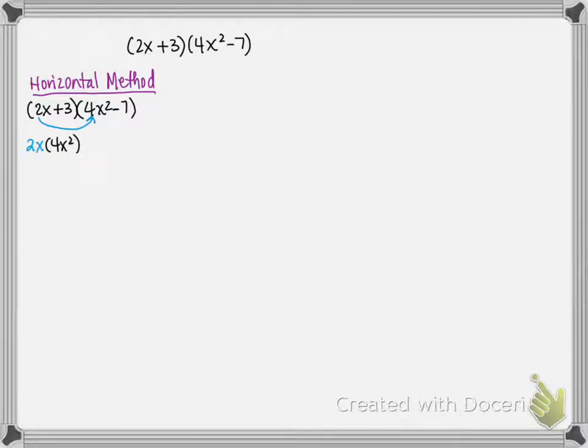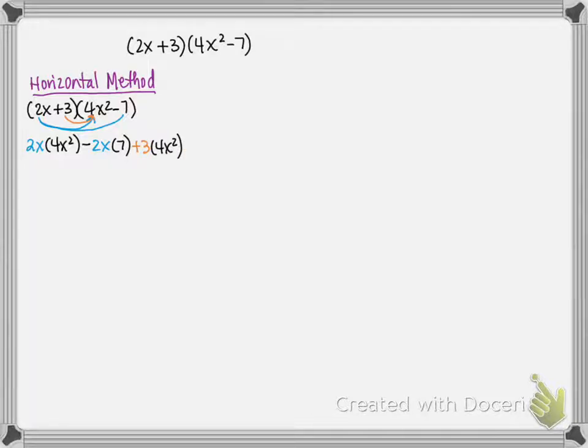And then I'm going to multiply the 2x by the negative 7. So the signs are different, so I'm going to put in a negative sign. And then I like to put my signs in first. It really does save a lot of issues. Okay. Now I'm going to multiply everything in the second polynomial by the second term in the first one. So I'm going to multiply everything by 3. So 3 times 4 is going to be a positive. And then we're going to get 3 times 4x squared.